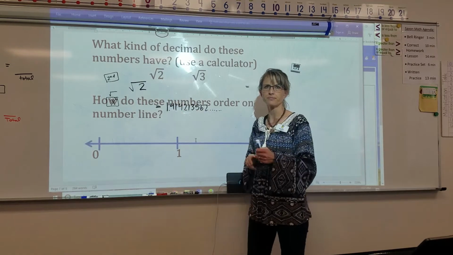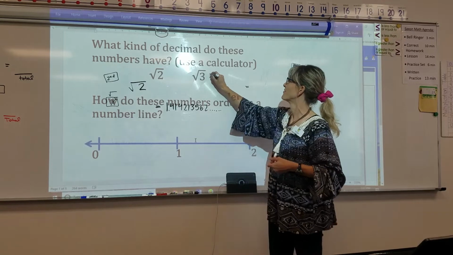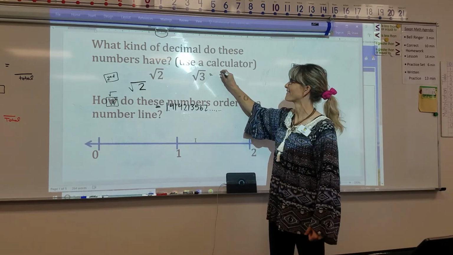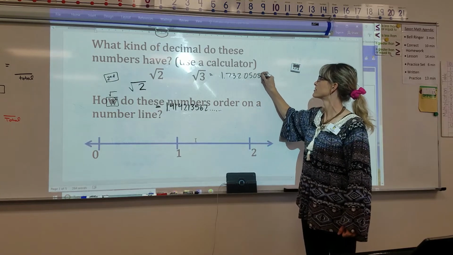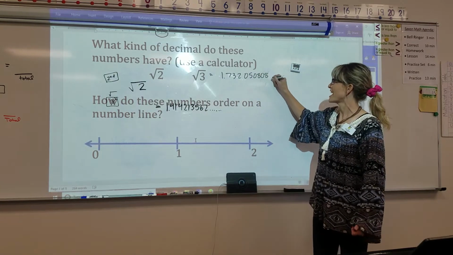Emma. I've just got the square root of three. All right, square root of three. You want me to say it? Yeah. 1.732050808. Okay, and then it ends there, dot, dot, dot.